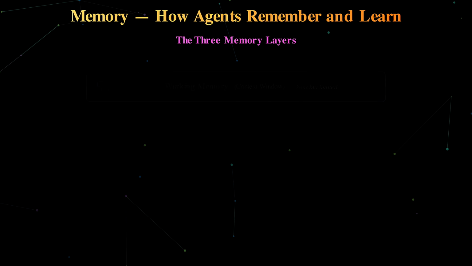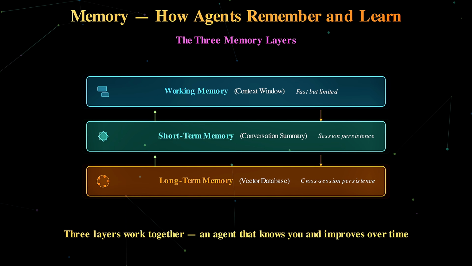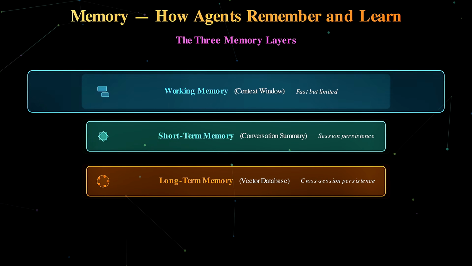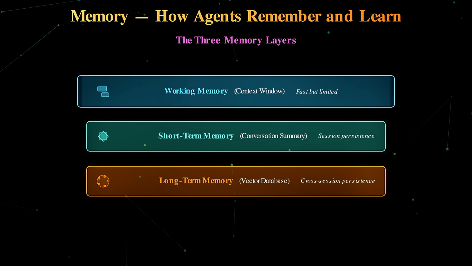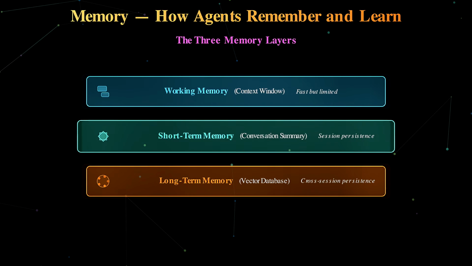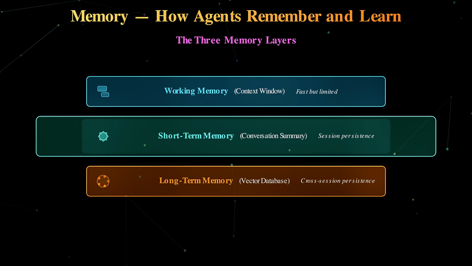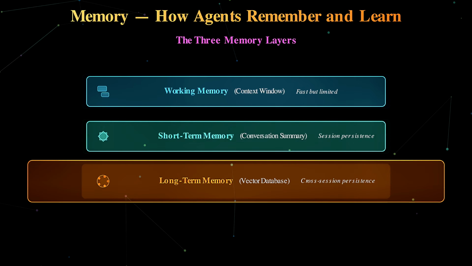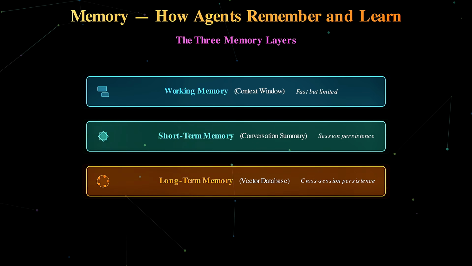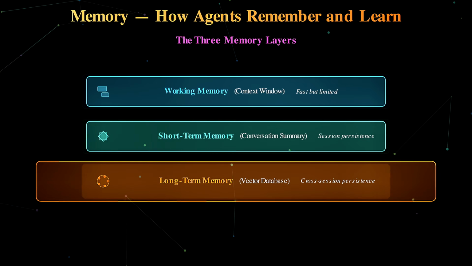So far, we have covered context window, conversation summarization, and external storage. In a well-designed agent, all three of them work together. Working memory, the context window, holds the current conversation and immediate task state. It's fast, but limited. Short-term memory, summarized conversation history, preserves context within a session without overflowing the window. Long-term memory, external vector storage, provides persistence across sessions. Preferences, facts, and past experiences are always available.